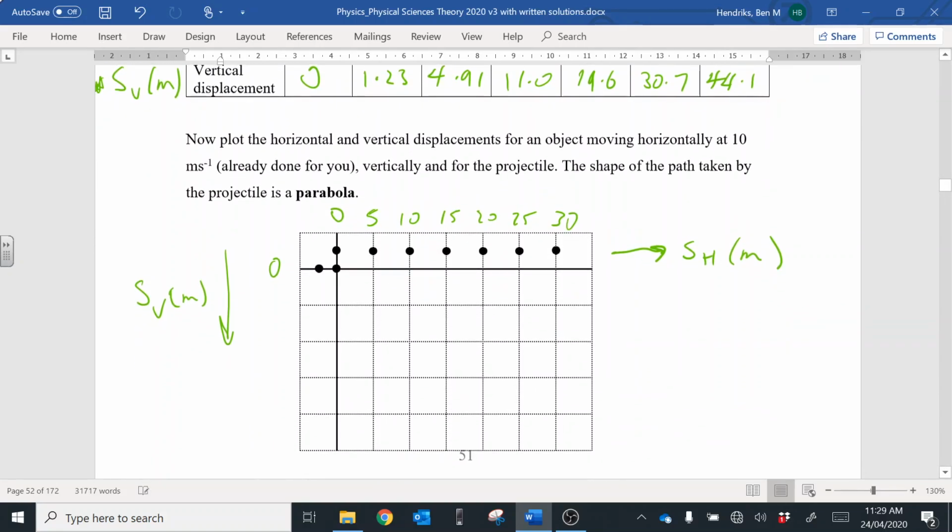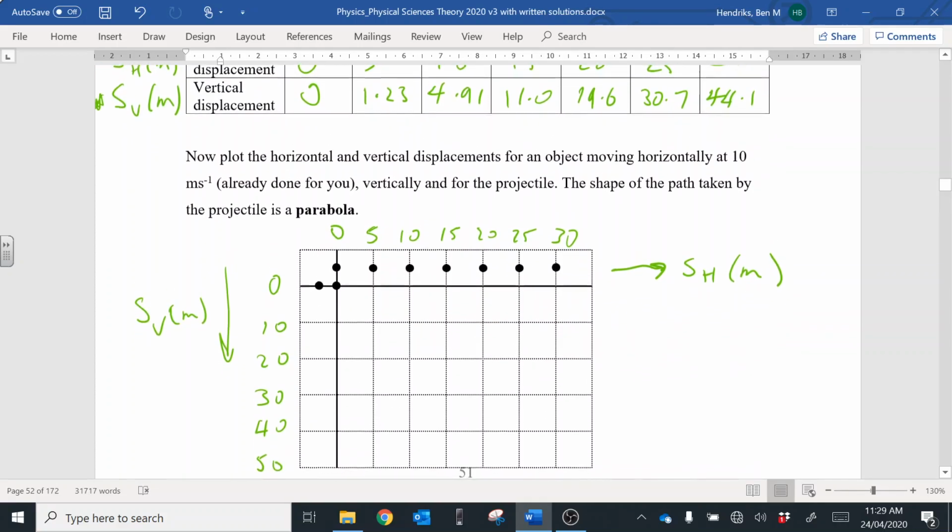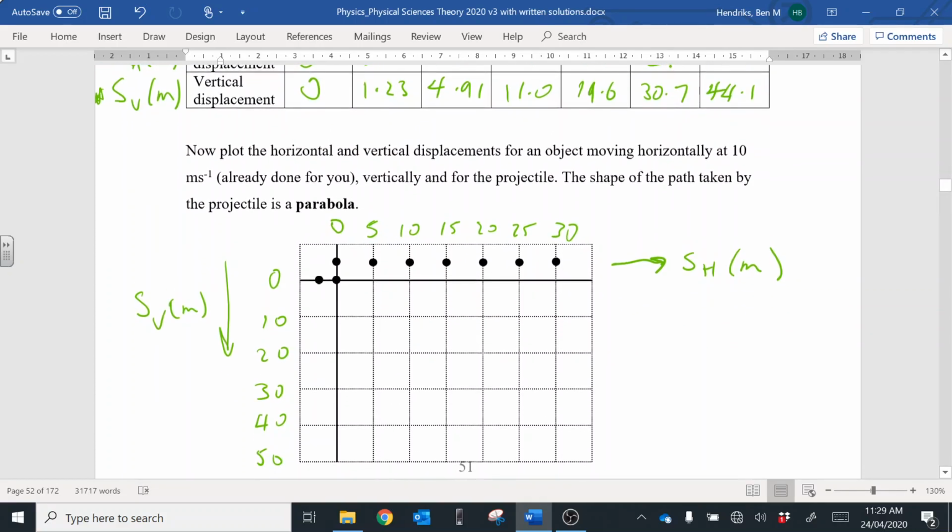And along here I'm going to make these 10, 20, 30, 40, and 50. Okay, so what I'm going to do first is plot our vertical displacement along the vertical axis. So 1.23, I'll try to do this as accurately as I can, about halfway for the second point. So each of these dots just represent a time.